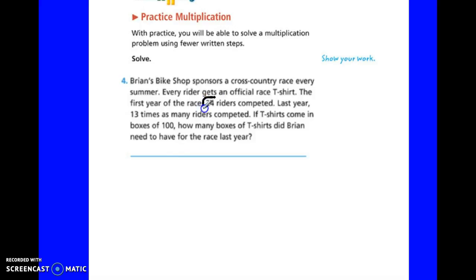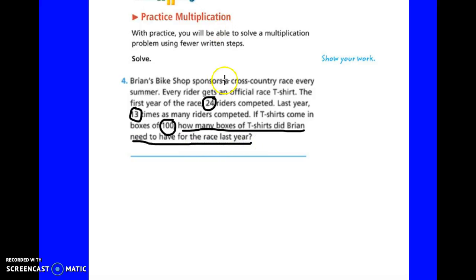Let's go ahead and circle. There's 24 riders that competed the first year. There's 13 times as many riders competed last year. And the t-shirts come in boxes of 100. The question is figuring out how many boxes of t-shirts did Brian need to have for the race last year.